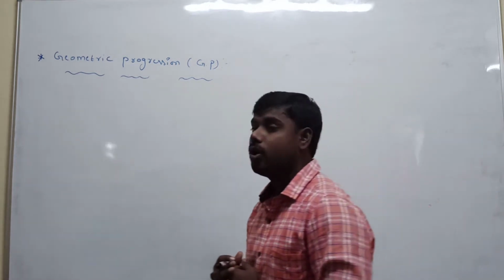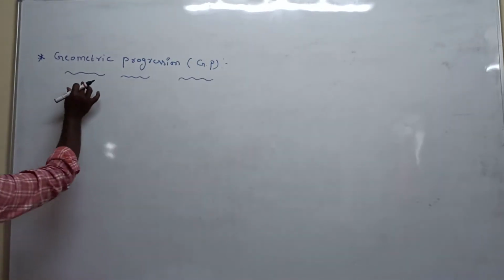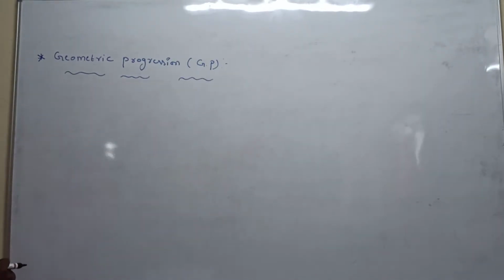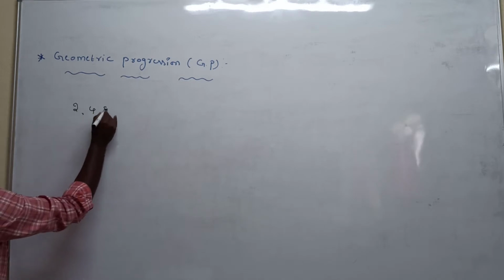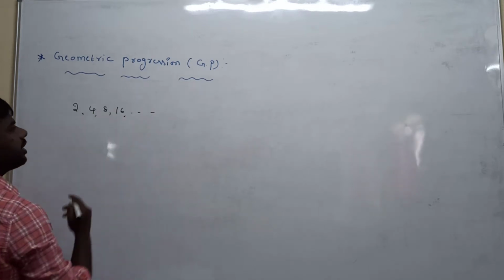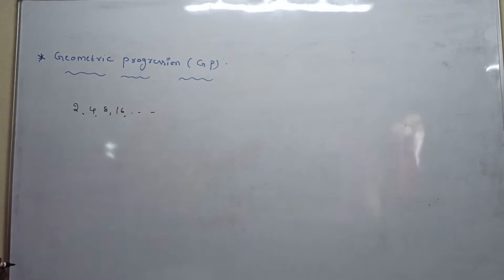Listen carefully. What is the definition of geometric progression? A geometric progression is a sequence in which the ratio of any term to the preceding term, nothing but the previous term, is a constant. This constant is known as the common ratio of the geometric progression. The common ratio is denoted by small r.